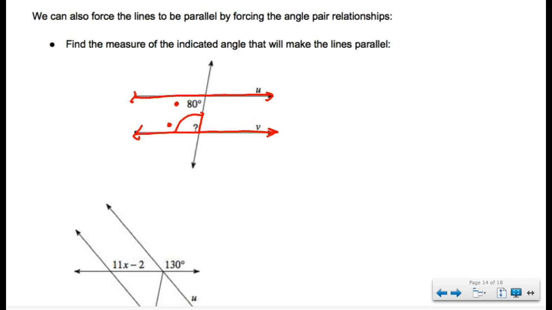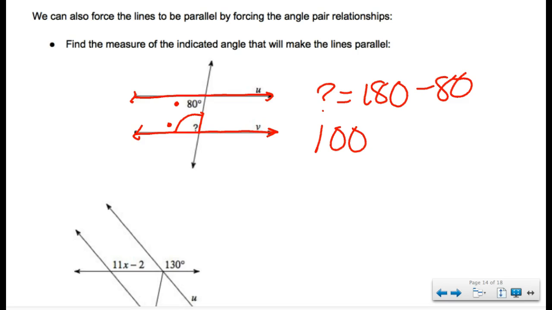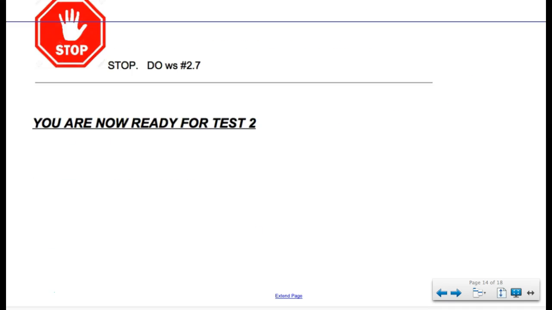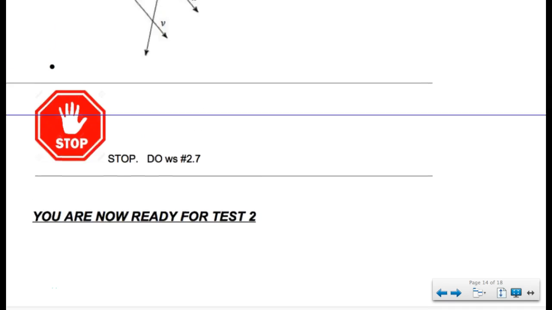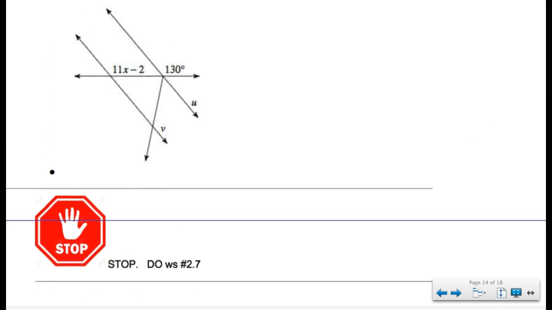So if I want those lines to run parallel, I have to have the question mark equal 180 minus 80, or 100 degrees. If it's even a little bit off, if that's not 100 degrees, suppose I made it 90 degrees, then I can see that those lines will not run parallel. So I'm forcing them to be parallel by forcing that angle pair relationship. So let's go take a look at the next one.